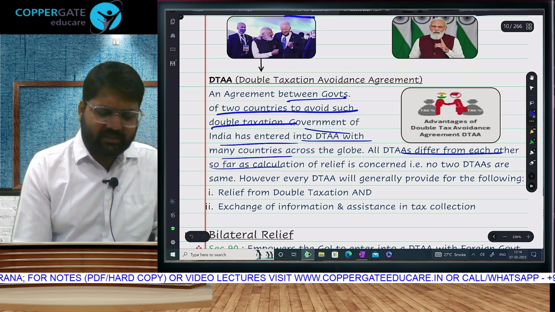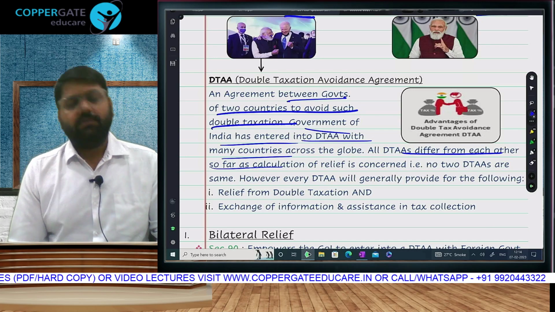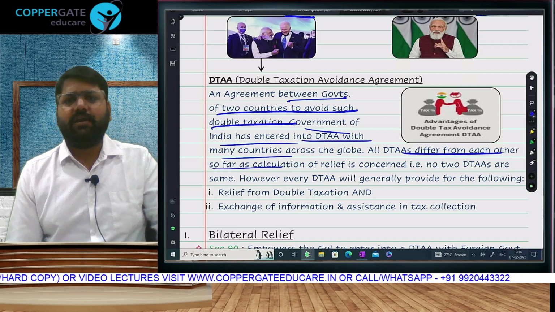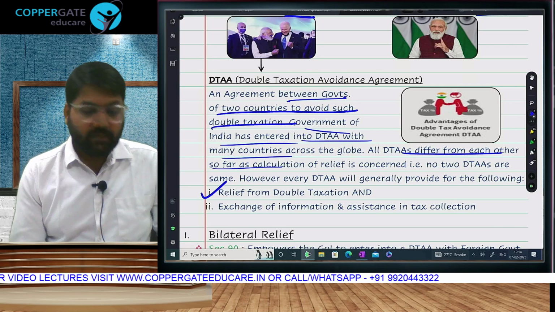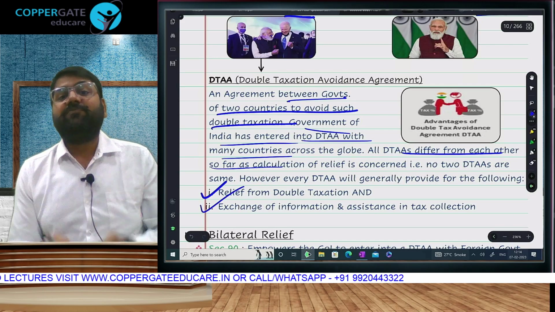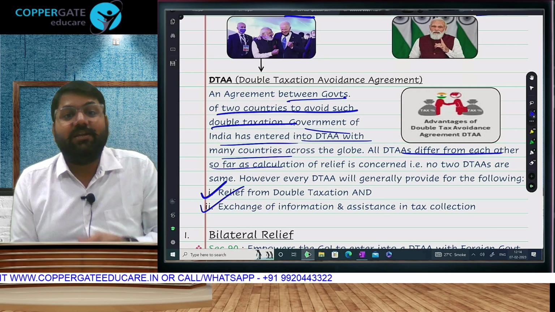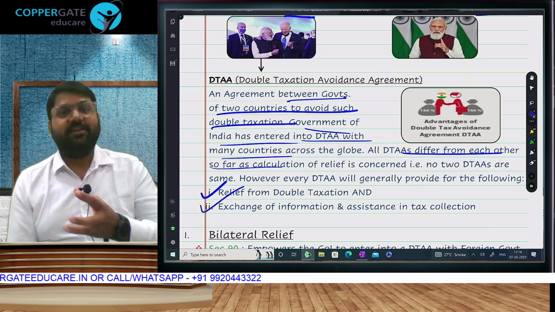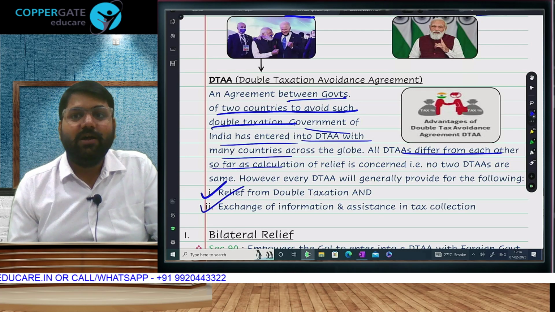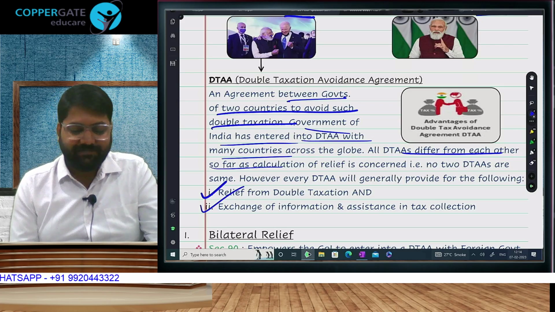Obviously, all the double taxation avoidance agreements are different from each other as far as the calculation of relief is concerned, but every DTAA in the world will provide, obviously, for relief, that's the primary reason, and both governments will exchange information. If a resident of country A is making any financial investment in country B, they will exchange information with each other. With this, the government of India will be able to find out about your financial transactions in other countries. So this benefit also will be there of cooperating with each other.